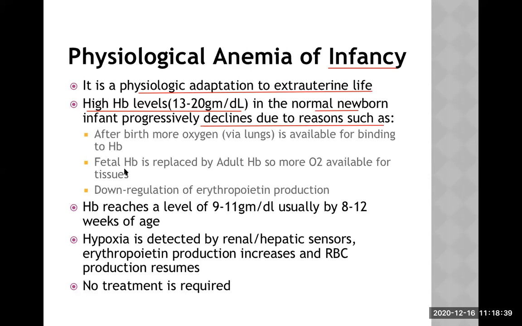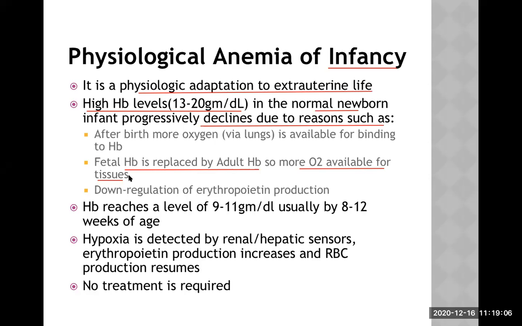Another point, fetal hemoglobin is replaced by adult hemoglobin. So more oxygen is available for the tissues. That is a big difference between fetal hemoglobin and adult hemoglobin. Fetal hemoglobin will bind to the oxygen very readily, but it doesn't give the oxygen to the tissues. Whereas adult hemoglobin will readily give the oxygen to the tissue. And after the birth, slowly fetal hemoglobin is replaced by adult hemoglobin.